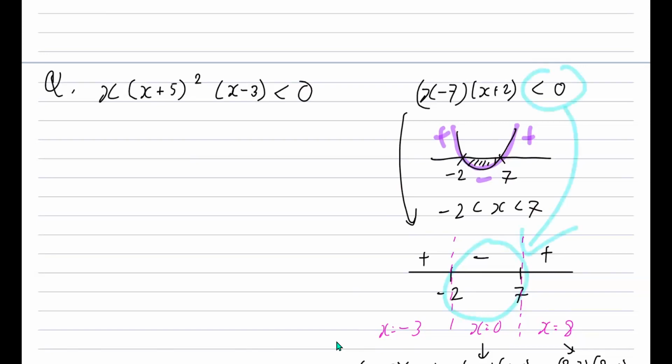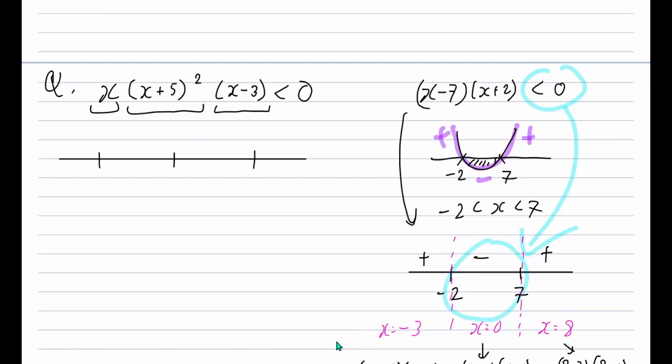Does it make sense? Yeah, that's it. So now, how about this part? You do the sign test as well. Each factor equal to 0. So there's a factor here. There are 2 factors here, but they are both x plus 5. There's a third one. So essentially only 3 factors, so 3 roots.